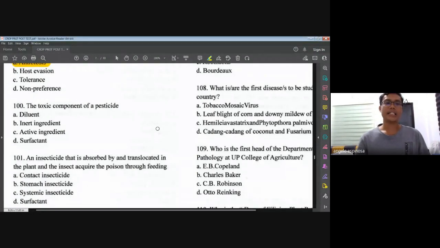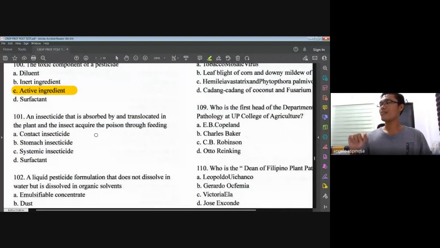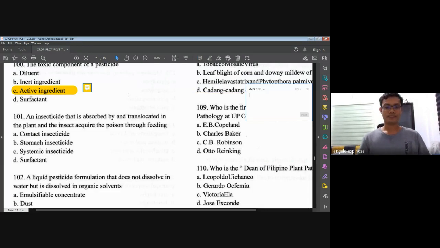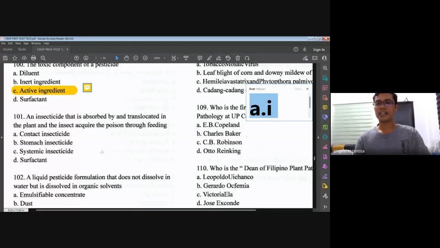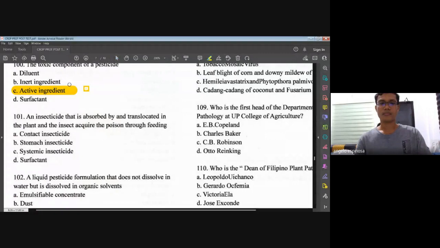Number 100, the toxic component of a pesticide is also known as AI or active ingredient. Right, you have seen that, like 50 AI. Active ingredient is what it is called. This is how you will see it: A, then I. So that is how you will see it, A then I. That is active ingredient.